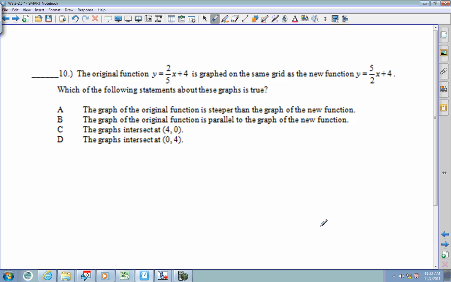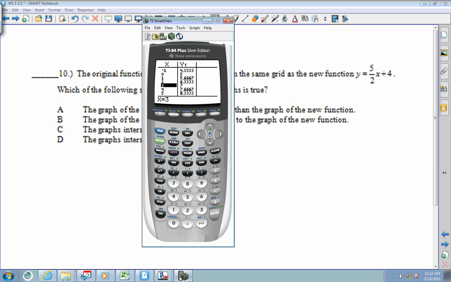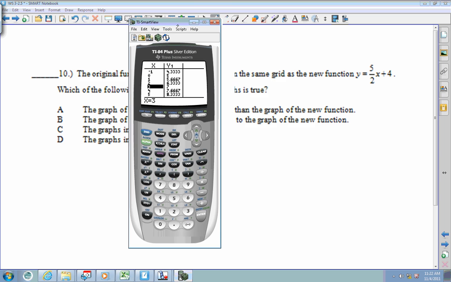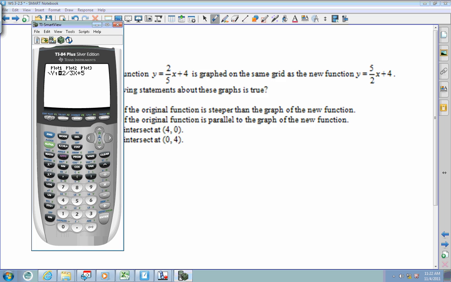Here's the next one. Pause the video and see if you can find the right answer. It says the original function is graphed on the same grid with this other function. Which of the following statements is true? Okay, well, what I could do is go here in the calculator. I can go to y equals. Now, I'll put in the first one. 2 divide 5 x, and then plus 4.